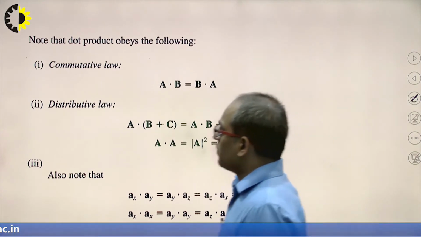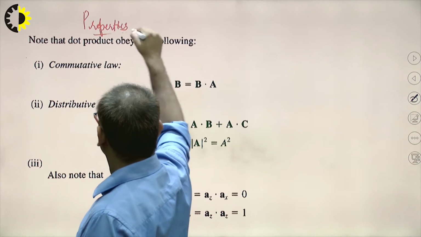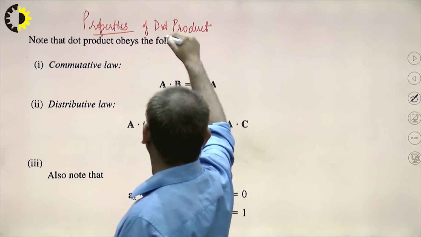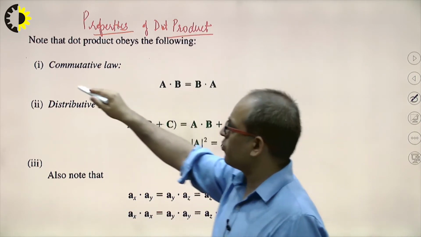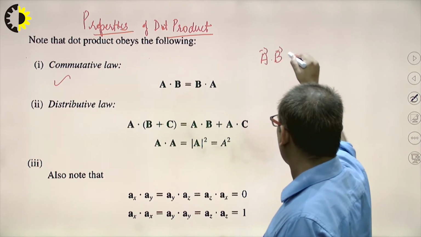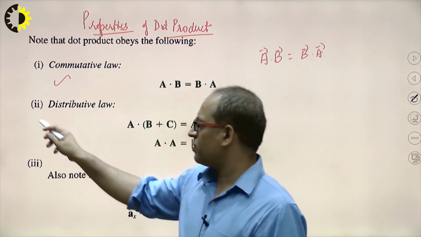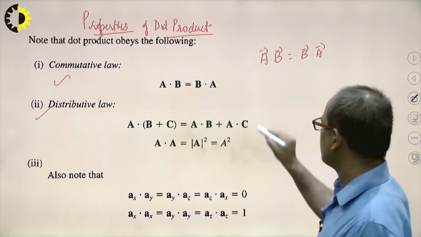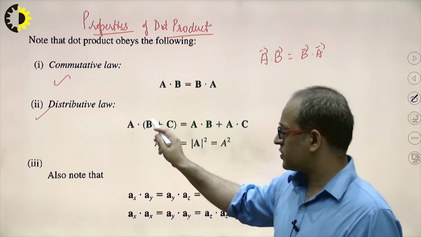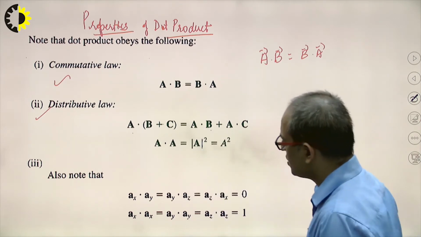Now see, what are the properties of the dot product? The dot product follows the commutative law. What does the commutative law mean? A vector dot B vector will always be equal to B vector dot A vector. Clear? Next, it always follows the distributive law. The distributive law says that A vector dot B vector plus C vector is equal to, just open this bracket, A vector dot B vector plus A vector dot C vector.